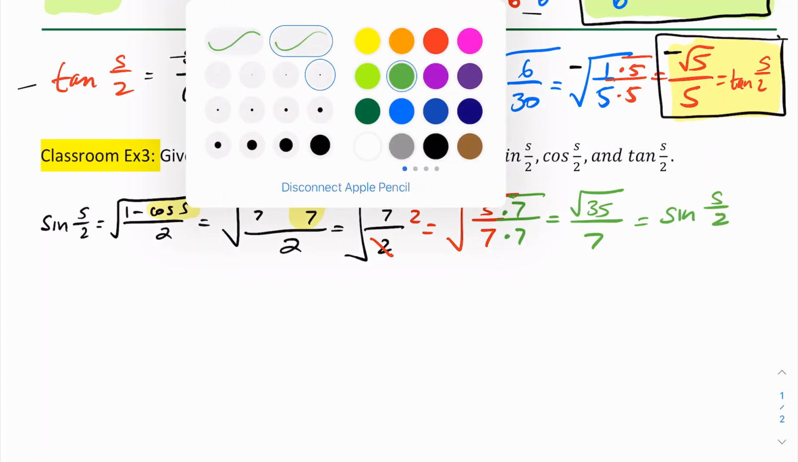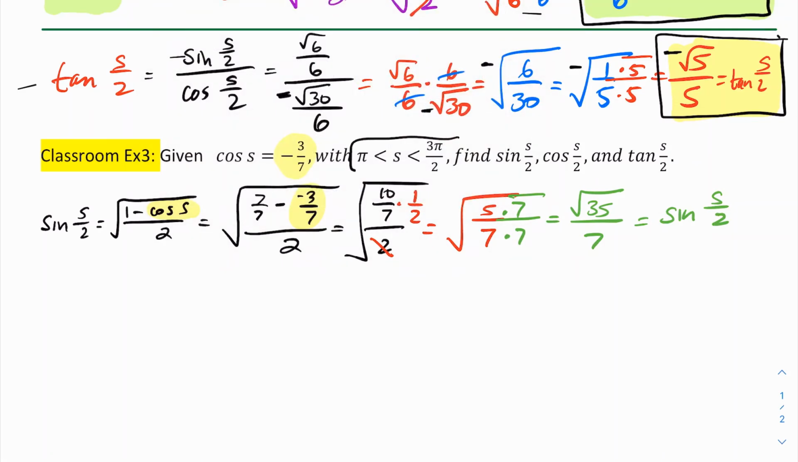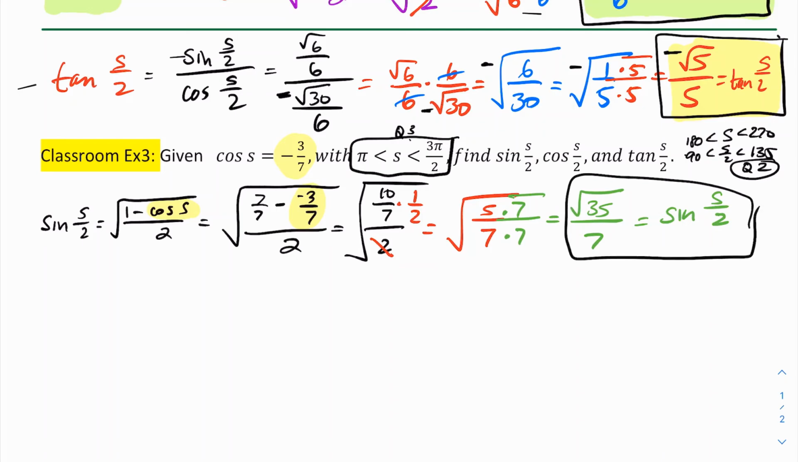Now, I haven't decided if it's positive or negative, so s goes from 180 to 270. That's in quadrant 3. So if I divide all those by 2, I'm going to go from 90 to 135. So we're in quadrant 2 again, so it's going to be the same signs as the one before. In quadrant 2, sine is positive.